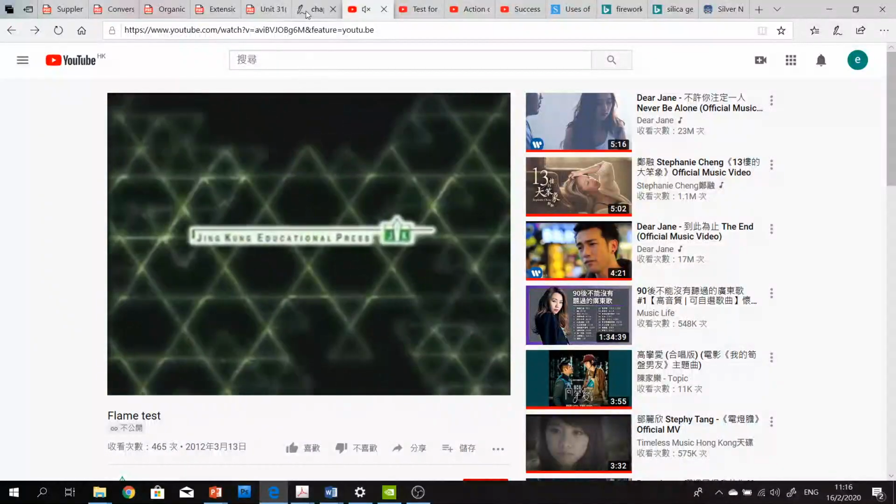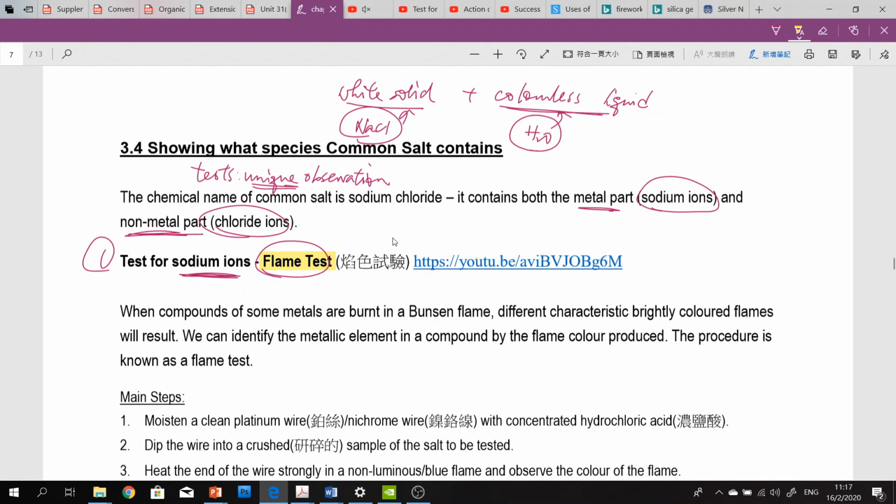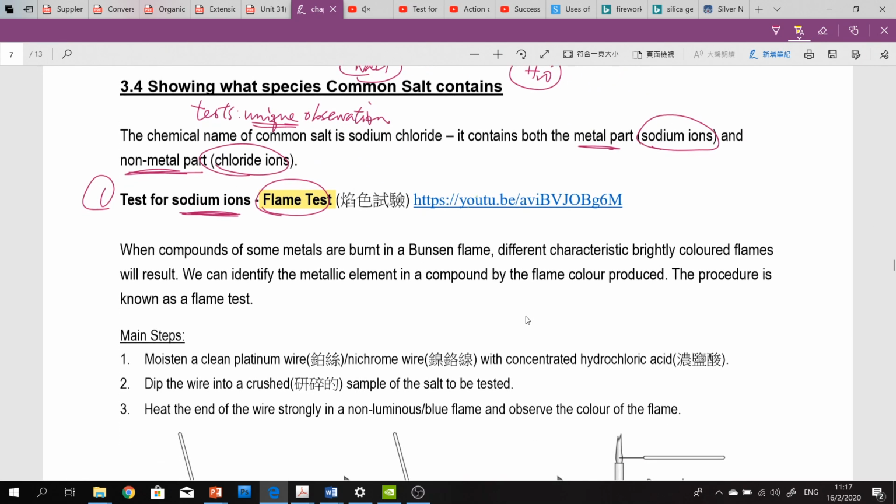Now, shall we take a look at the textbook again? The underlying principle is very simple: for the metal part, if it undergoes strong heating, it will give some characteristic color. So you are going to make use of the color to match it with the substance you are considering. By doing so, you will identify the metallic element in the compound by the flame color produced. So we call it the flame test.